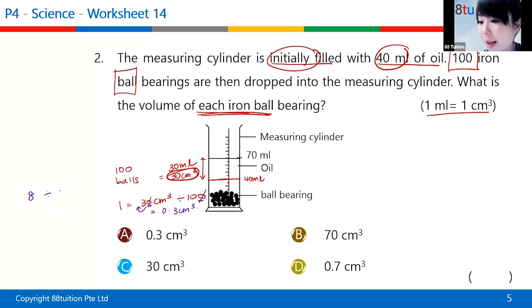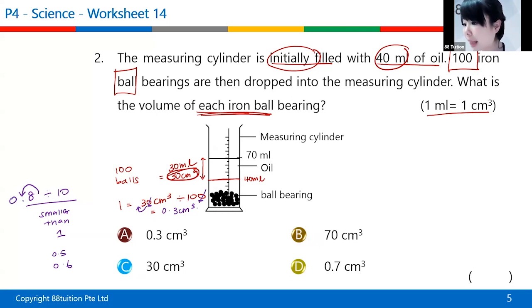Let's say 8 divide by 10. The answer is going to be smaller than 1. A number smaller than 1 is like 0.5, 0.6. So when I divide by 10, I move the decimal point forward. So it's 0.8. So in this case, 3 divided by 10 is 0.3. All right, so the answer is A.